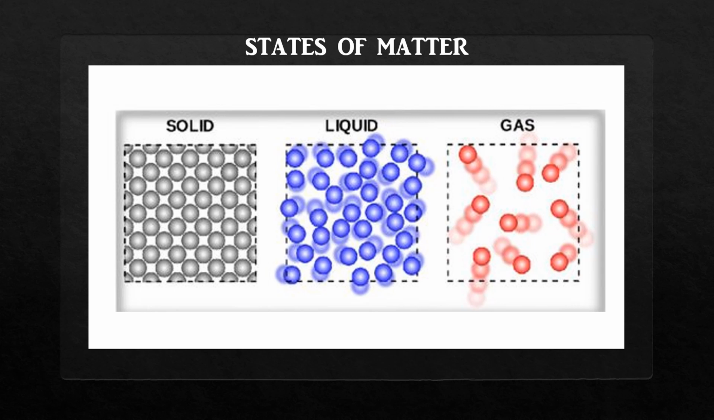Solids have definite mass, volume, and shape. In solids, the intermolecular distances are short, intermolecular forces are strong, and they are incompressible.